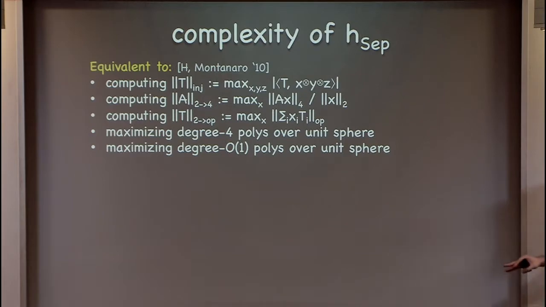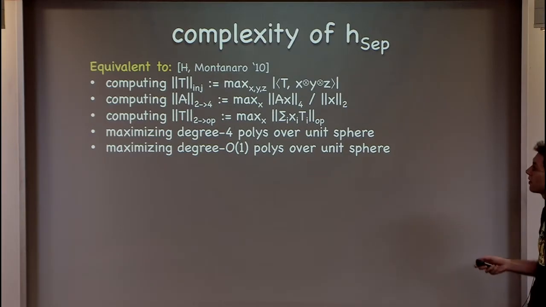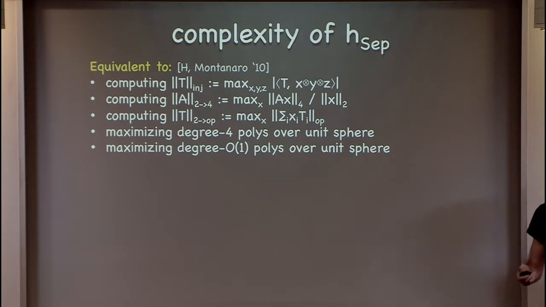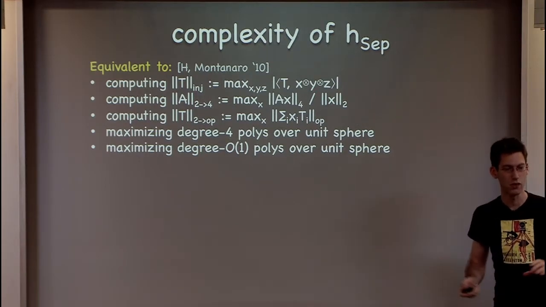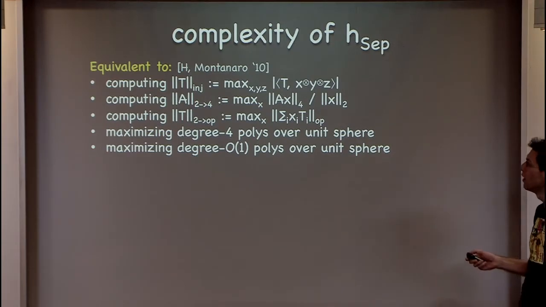It's equivalent to many of the other problems, many of which you've heard about earlier this week. So it's equivalent to what I'm calling the injective tensor norm, also called the tensor spectral norm. Probably there are other names I'm forgetting, which is you have a tensor, and you want the maximum inner product over all unit vectors x, y, and z. It's like a tensor generalization of the largest singular value.